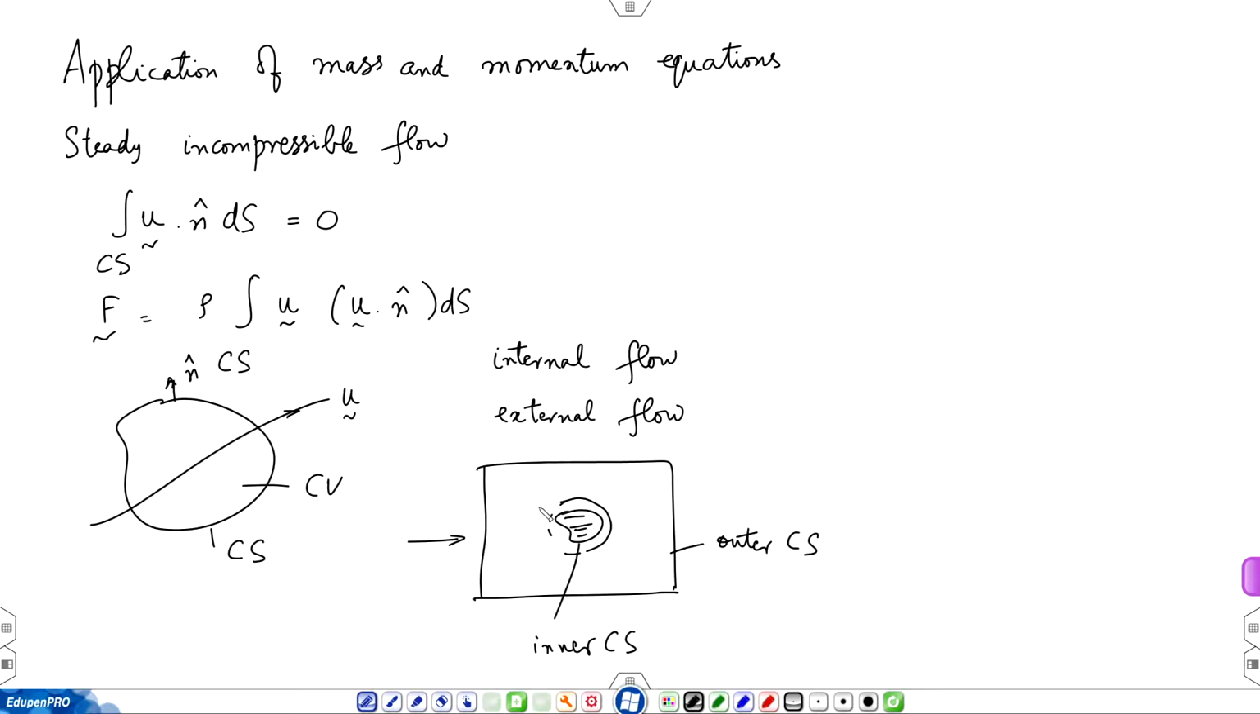Now, when you carry out the calculations, you will get the force acting on the control volume. Under what conditions will it be equal and opposite to the force acting on the control surface? So, for that the side boundaries are taken to be the far field.